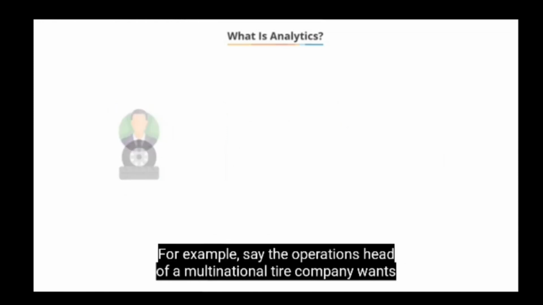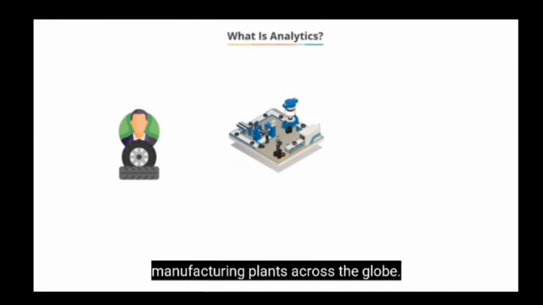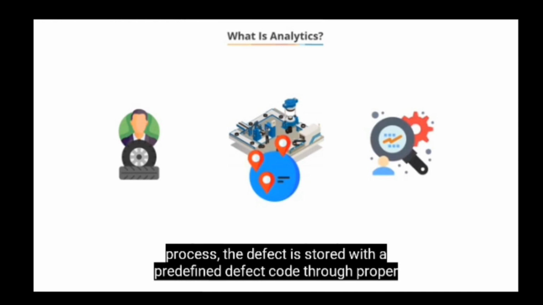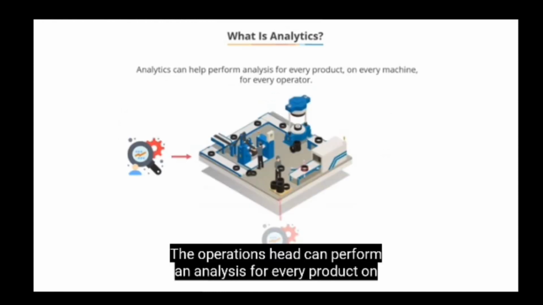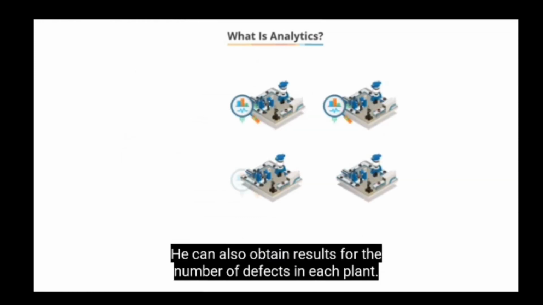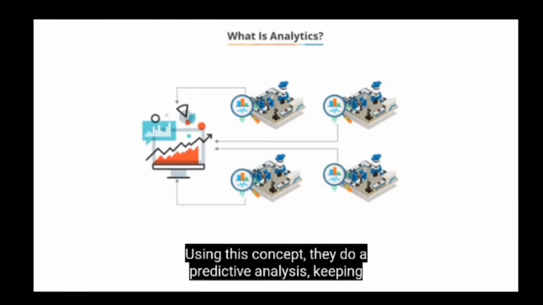For example, say the operations head of a multinational tire company wants to do a detailed analysis of defects during tire production at its various manufacturing plants across the globe. Every time there are defects on the tires during the manufacturing process, the defect is stored with a predefined defect code. Through proper analytics implementation mechanisms, the operations head can perform an analysis for every product, on every machine, for every operator. He can also obtain results for the number of defects in each plant. This is how companies optimize their supply chain performance using this concept. They do a predictive analysis, using historical data as the base.